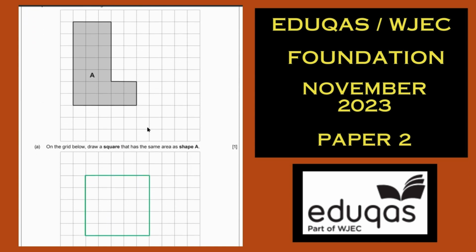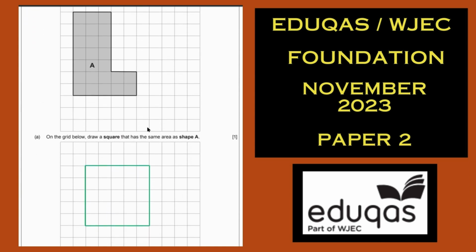Shape A is shown on the grid. Obviously, I've already drawn it, but it says area. You can do it by counting, feel free, or by chopping it into 2 parts. It doesn't matter. 21 for the big rectangle, 4 for the small square there. Total area of 25. So there's only one answer for this. You're asked to draw a square anywhere on the grid. It has to be a 5 by 5. Whereas for the next bit, there's loads of answers.